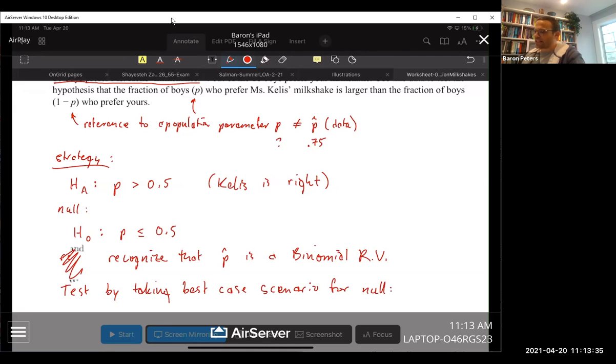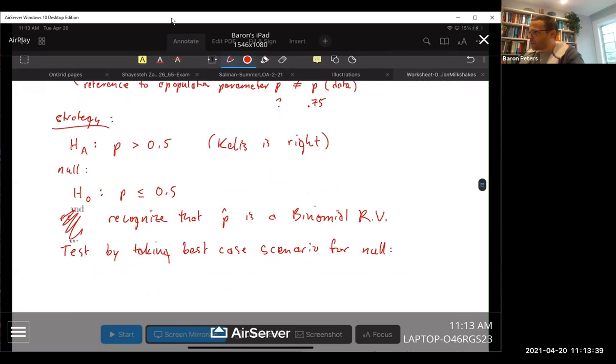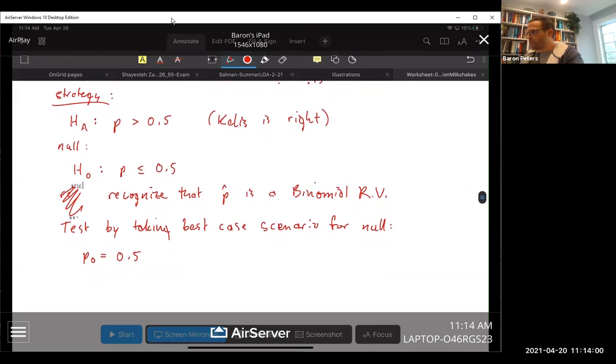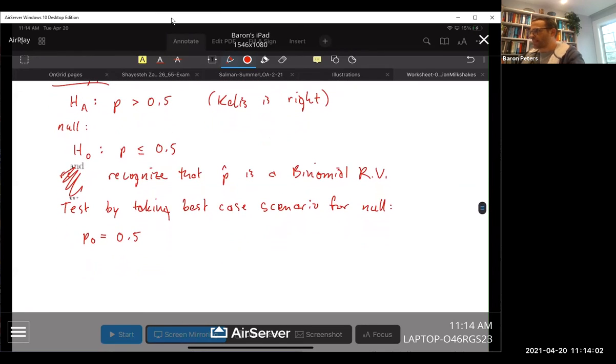Okay, so we take the best case scenario for the null vantage point, right? Which would be this case where we say that P naught, according to our null hypothesis, is actually equal to 0.5. Okay, so this is pretty forgiving, right? If you're her opponent, you say, no, I don't believe you. Let's suppose that they're equal and look at our data this way. All right. So now we're going to go through and estimate what we should have gotten. Okay.